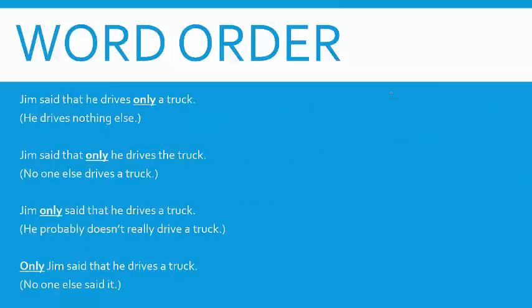So here's a sentence where the only word that moves is only. And I want you to take a look at the different meanings that this produces. First example, Jim said that he drives only a truck. This means he drives nothing else. Second example, Jim said that only he drives the truck. So no one else drives a truck. Third example, Jim only said that he drives a truck. So that means he probably doesn't really drive a truck. And the final example, only Jim said that he drives a truck. So no one else said it. We've moved this one word throughout the sentence, and it's produced 4 very different meanings.